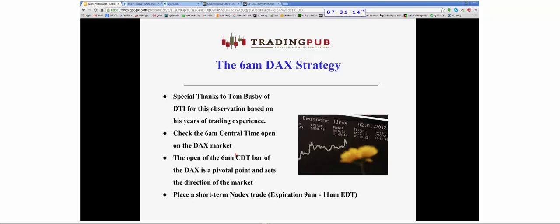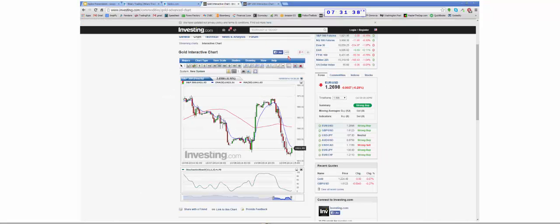It's also a really good binary proposition. If I can catch a trade near the open of the 6 a.m. bar, and that sets the tone, that's going to be a straight up or straight down move, and there's a good probability that I'm going to be in the money. So he mentioned that the 6 a.m. bar is the pivotal point. So let me just go out and take a look at the DAX now.